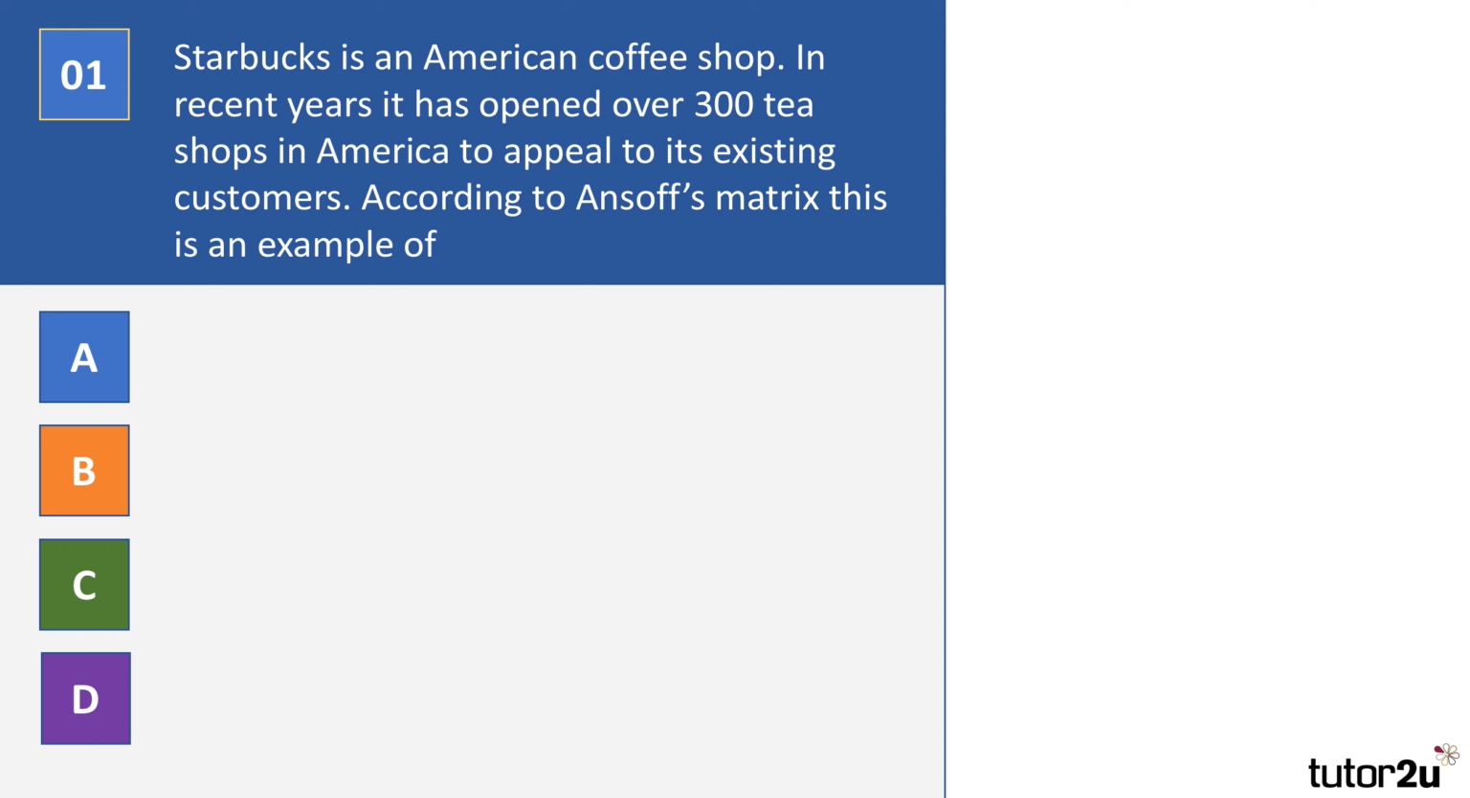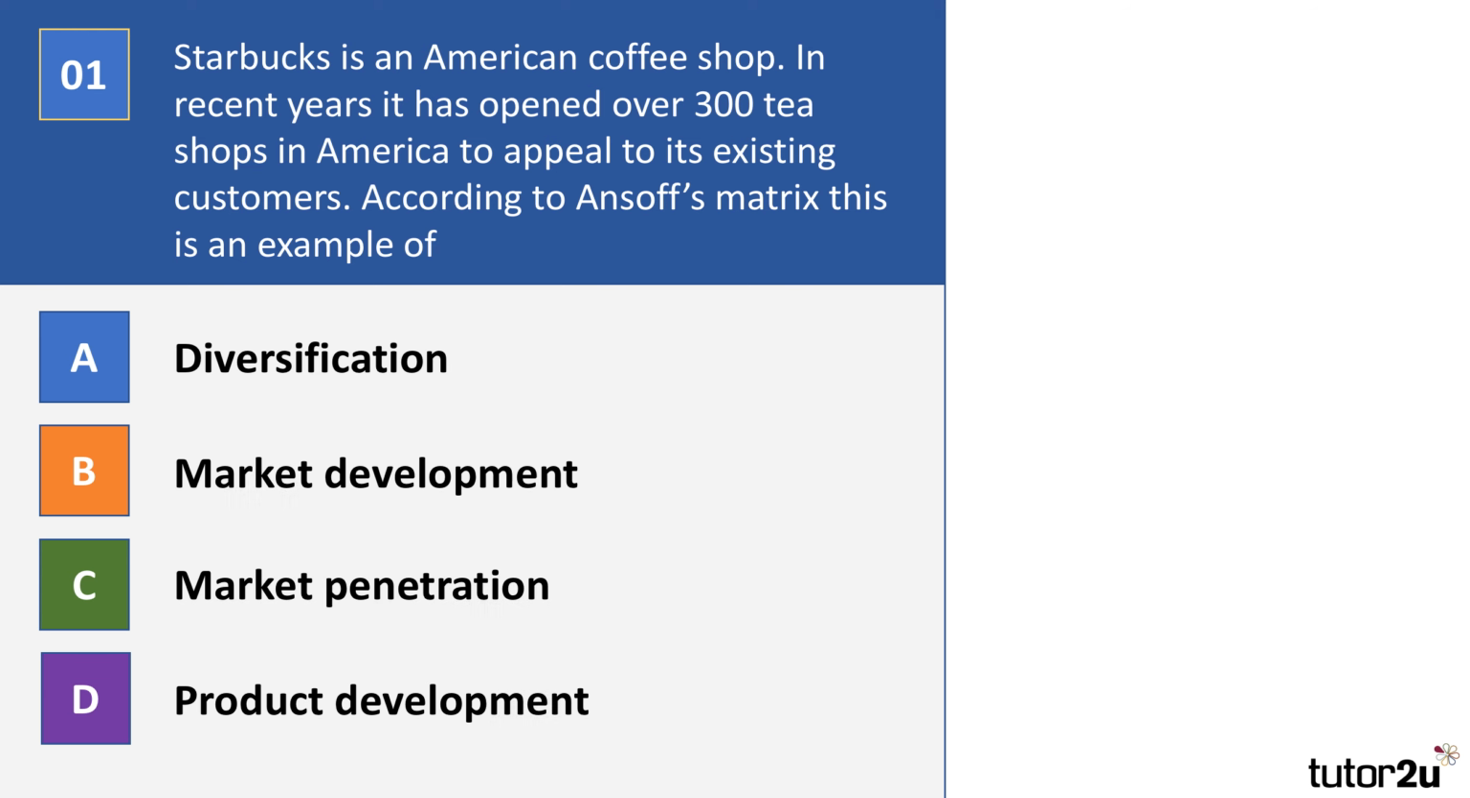Starbucks is an American coffee shop. In recent years, it has opened over 300 tea shops in America to appeal to its existing customers. According to Ansoff's matrix, this is an example of, and here are your choices. Pause the video now to make your choice.